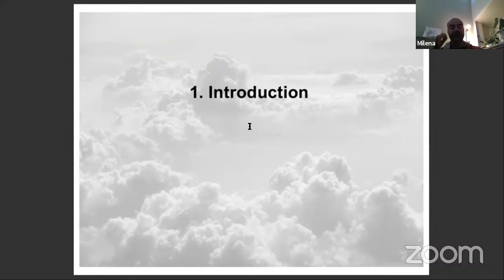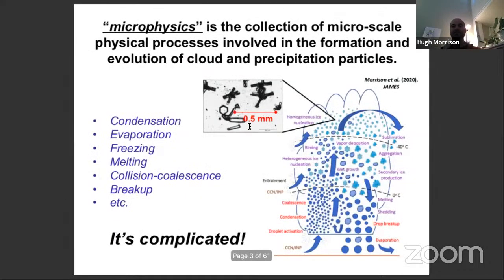I'll give a few slides on an introduction, defining what microphysics is and some of the very basics. Then I'll have a few slides on some specifics of microphysics schemes and the different types. And then I'll end with a few slides on practical aspects of choosing microphysics schemes, particularly with regard to WRF. As a very basic slide here, we want to define exactly what we mean by microphysics. This is the collection of microscale physical processes involving formation and evolution of cloud and precipitation particles.